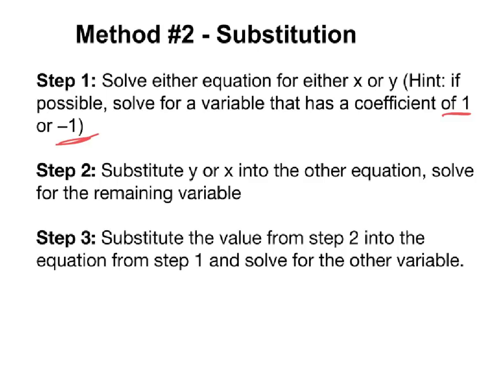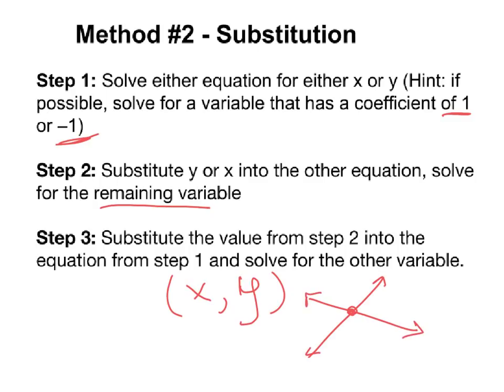And then we'll solve that for the remaining variable. And then step 3, substitute the value from step 2 back into the equation from step 1 to get the other variable. Because remember, in the end, we need an x and a y value. When we solve a system of equations, we are looking for a point of intersection between two lines. Really important to continue to remember that.